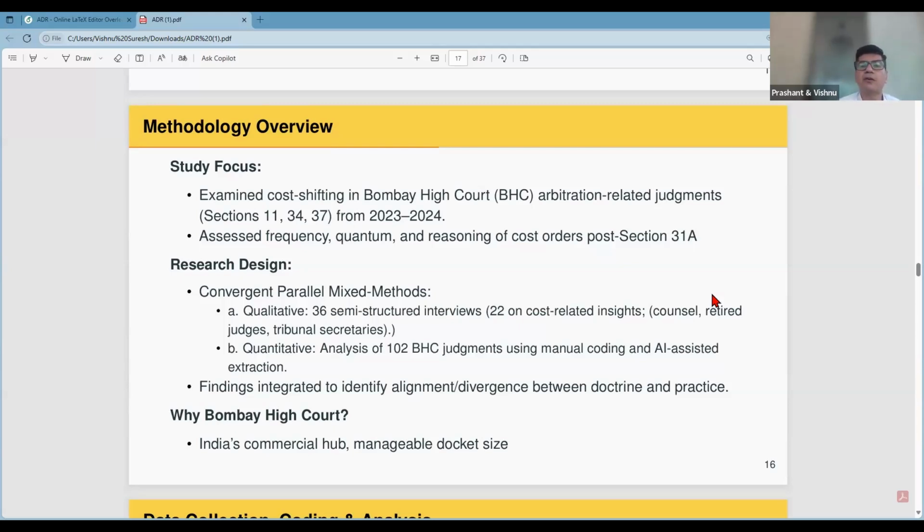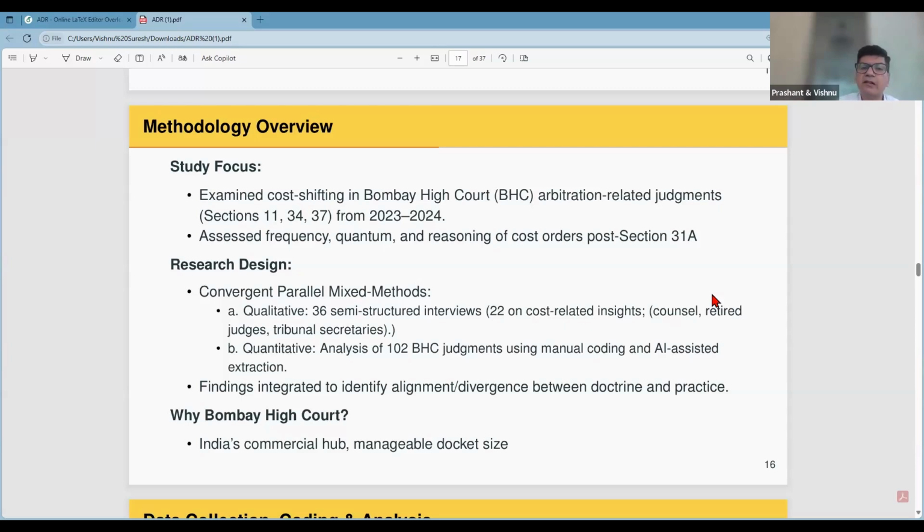So we picked up Bombay High Court. The quantum was manageable. Delhi High Court, as we know, has a large number of cases. So we assessed frequency, quantum, and reasoning of cost. We picked up two years, 23 and 24, and we picked up Sections 11, 34, and 37. 34 and 37 are judicial review and appeals. Section 11 is about appointment.